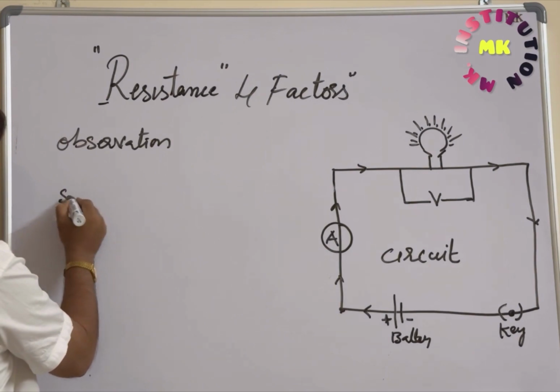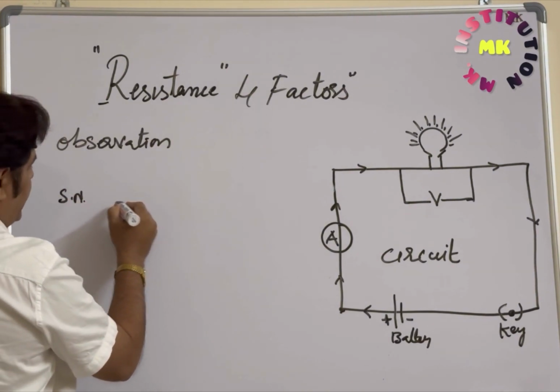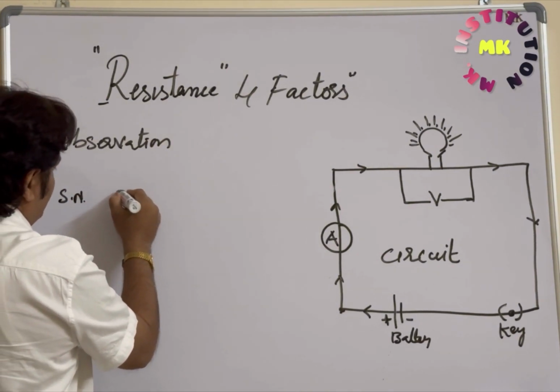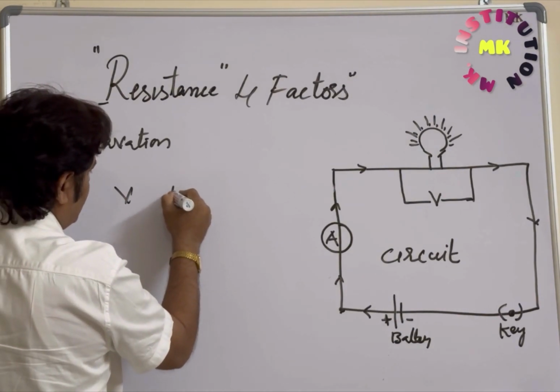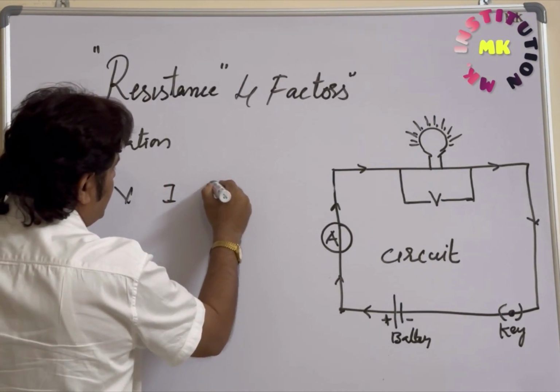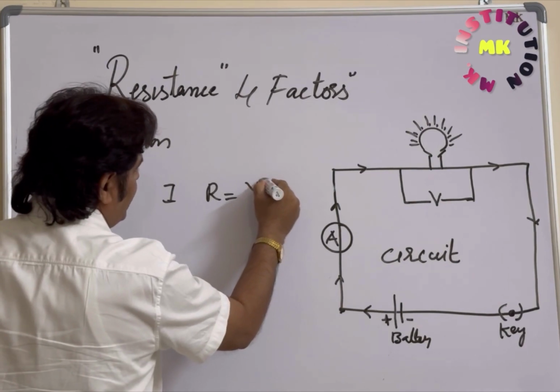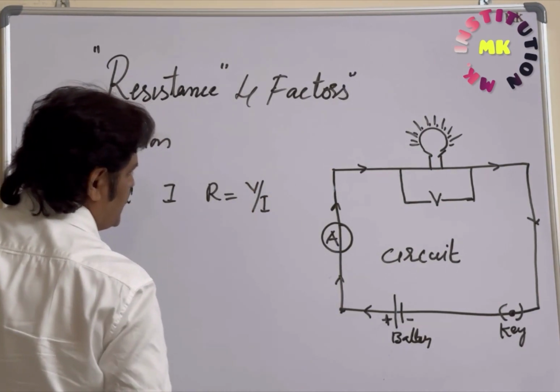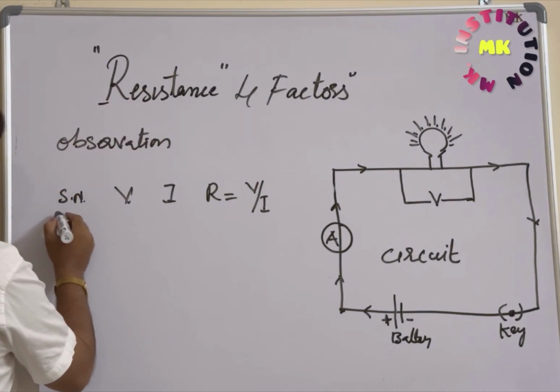Serial number, and then voltage, current, and resistance, which is V by I. This we have to show here. One table you have to make. Clear?